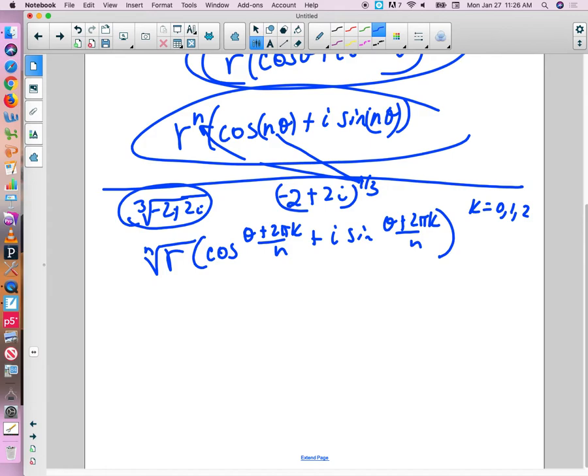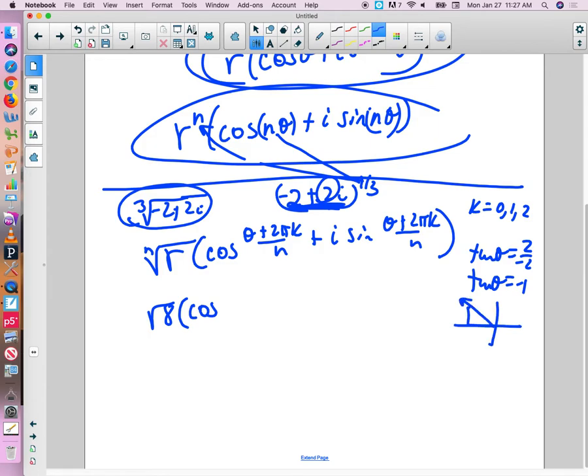But first I've got to write this in trigonometric form. If I find the square root of negative 2 squared plus 2 squared, I get square root of 8, which I'm going to leave. And then I have cosine. If I take the tangent of theta and put 2 over negative 2, I get tangent theta equals negative 1. If we go back up, we're in the second quadrant. So that would be 3 pi over 4.